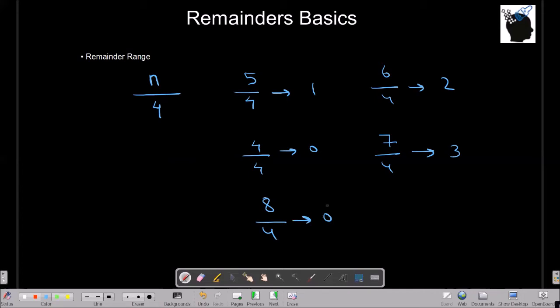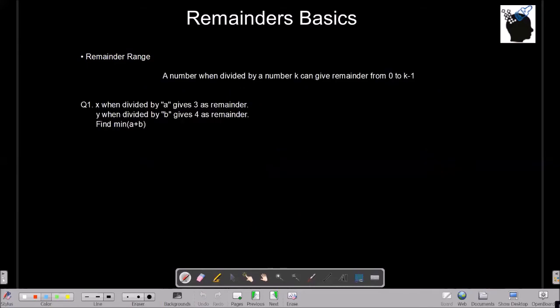So that means when I'm trying to divide n by 4, I can get remainders from 0 to 3. That becomes my remainder range. In general, if I'm trying to divide a number by k, then I can get remainders from 0 to k minus 1.